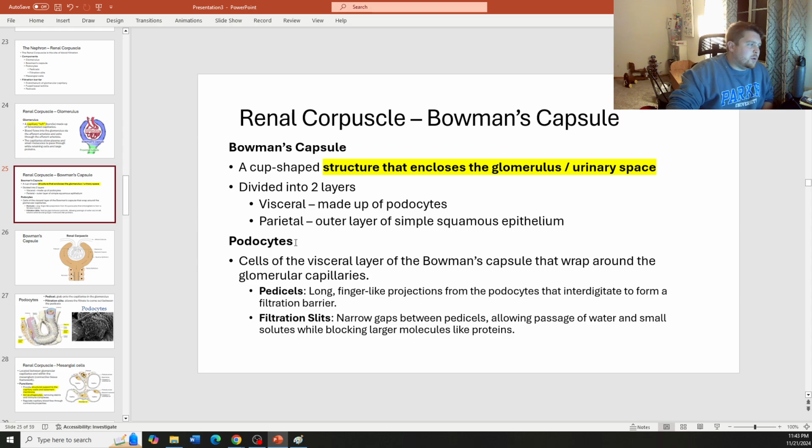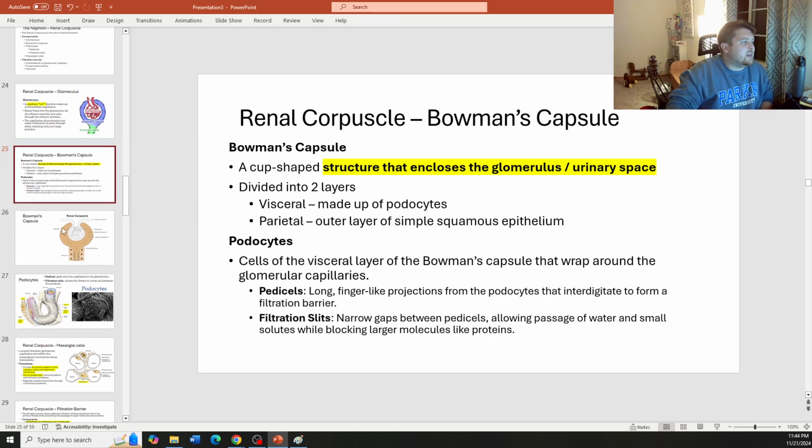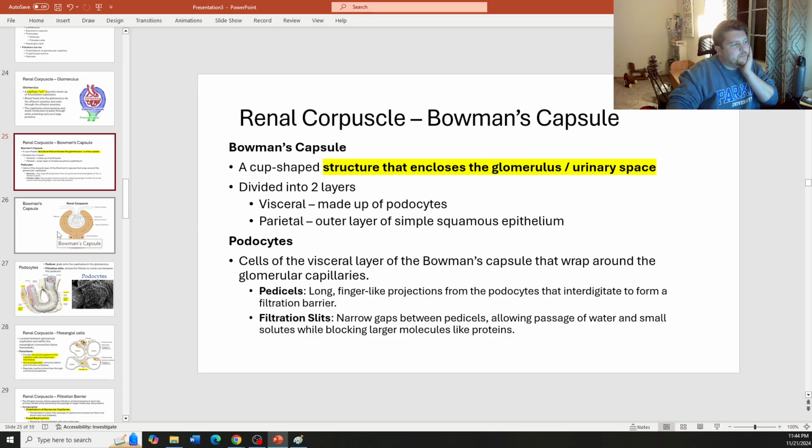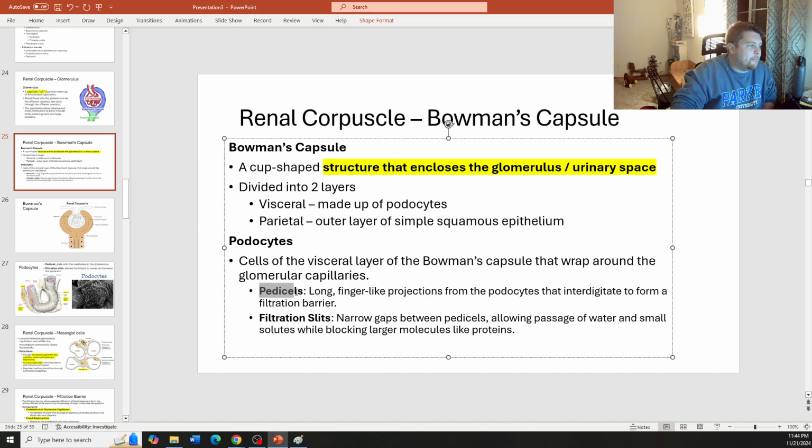Now, the podocytes we want to talk about specifically. Even though they're part of the Bowman's capsule, we differentiate them as their own thing because of the role they play. These are the cells of the visceral layer of the Bowman's capsule. Their job is to wrap around the glomerular capillaries, and the way they do that is they have these things called pedicels, however you want to pronounce it.